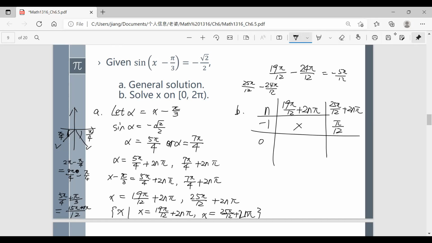Okay, how about 0? If I put 0 in here, it is 19 pi over 12. If I put 0 here, I get 25 pi over 12, and 25 pi over 12 is more than 2 pi. I can't choose this one. That means I have two angles for x: pi over 12 and 19 pi over 12. Okay, that's the solution for this one. Let's move on.